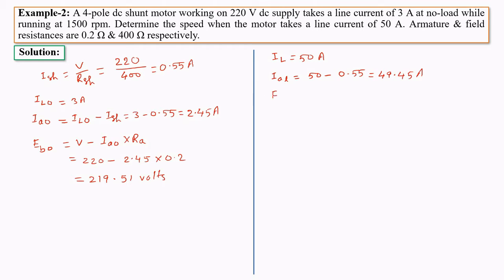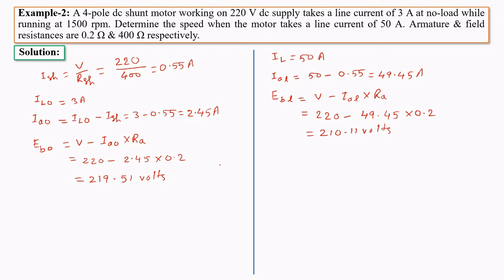Therefore, the back EMF at loaded condition will be V minus armature current at loaded condition into armature winding resistance, that is 220 minus 49.45 into armature winding resistance, that is 0.2. So after calculation, we'll get the value of back EMF as 210.11 volt. So this is the back EMF at loaded condition, and here it is the back EMF at no load condition.